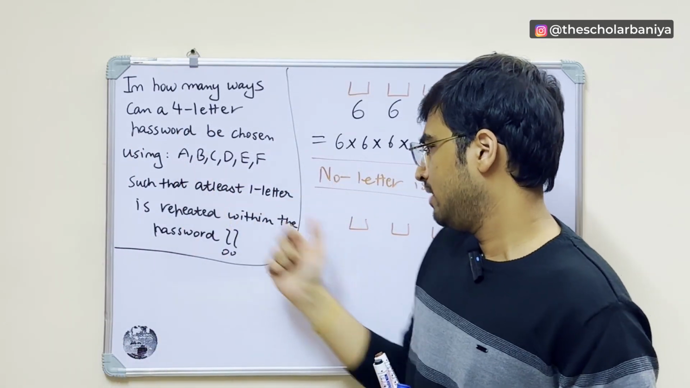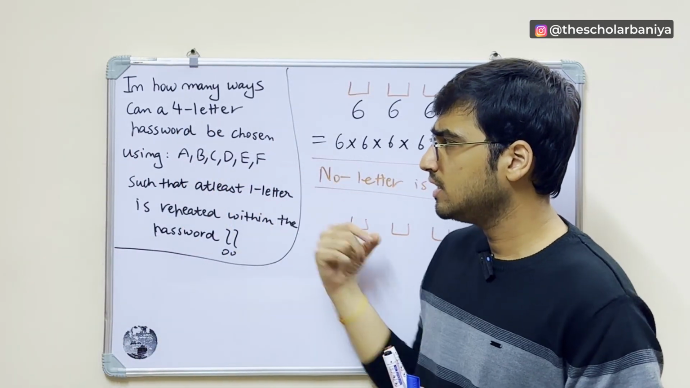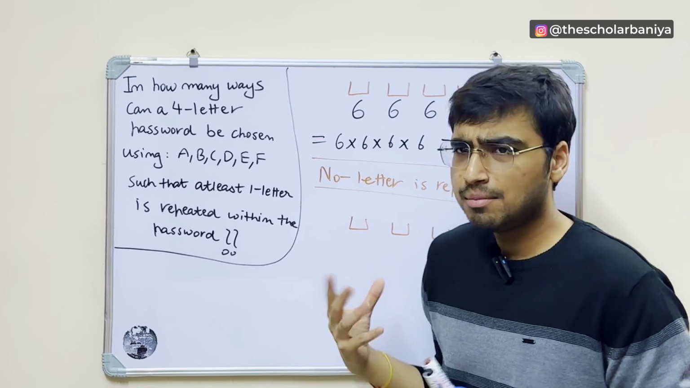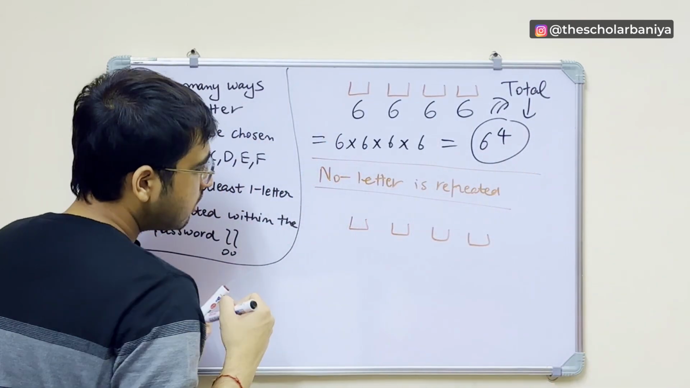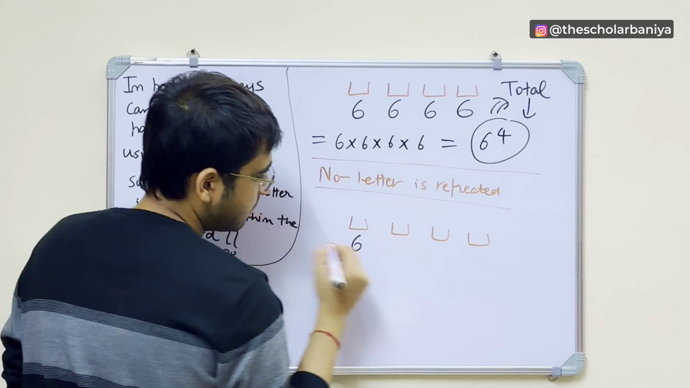There can be A or B or C or D or E or F. So there can be 6 possible letters, right? We can take any possible letter. So over here, there can be 6 possible letters.